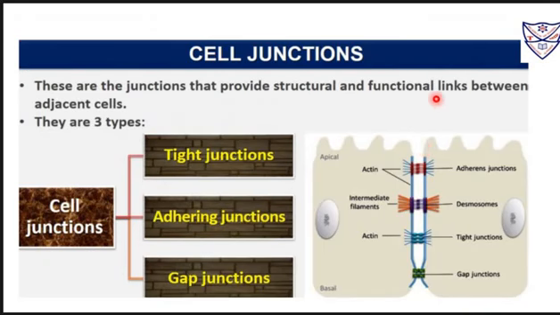All cells in epithelium are held together with little intercellular material, right? So in nearly all animal tissues, there are specialized junctions. These junctions provide structural and functional links between the adjacent cells. These junctions can be of three types: tight junctions, adhering junctions or gap junctions. Let us look at all three types.